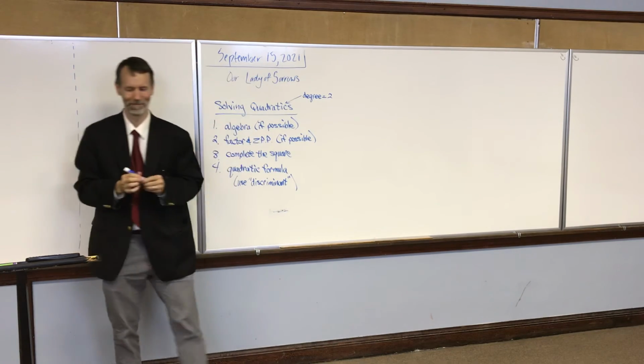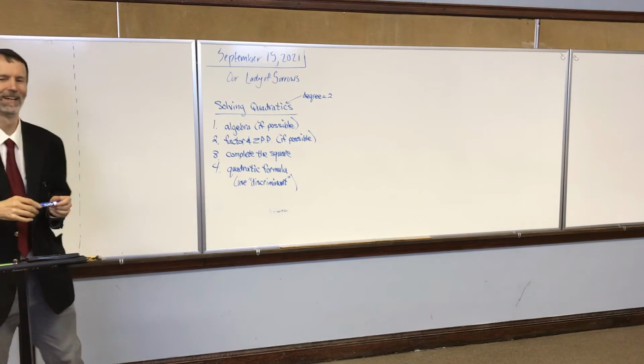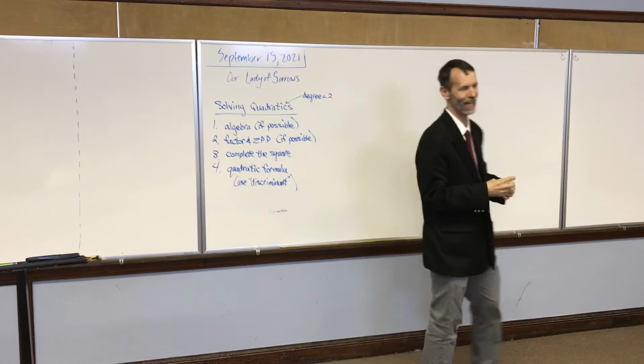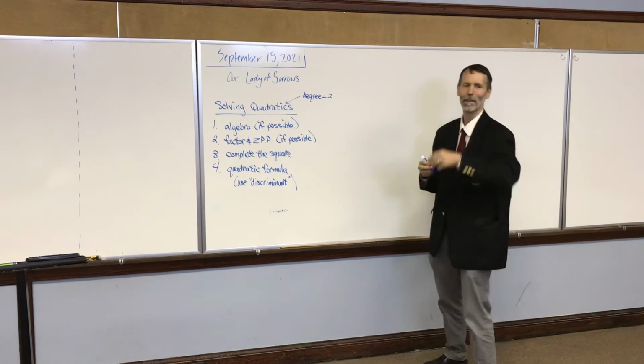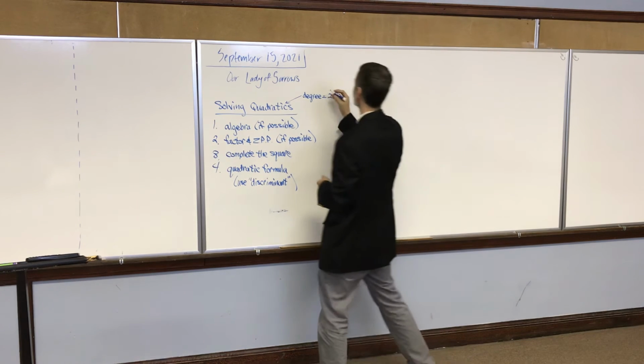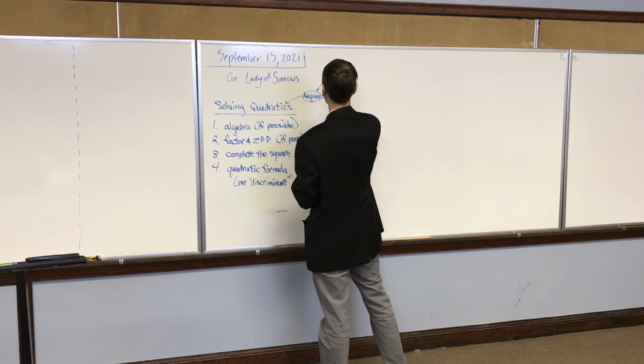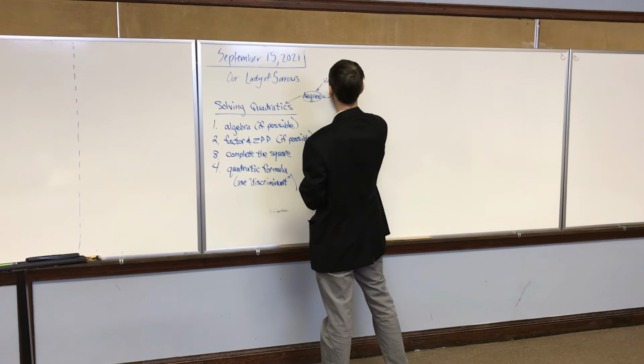Which begs the question, what's a degree? In geometry, that's how big an angle is. In physical science, that's how much temperature you have. Yeah. It's the highest exponent. Degree means the highest exponent. I'll say the highest variable's exponent.